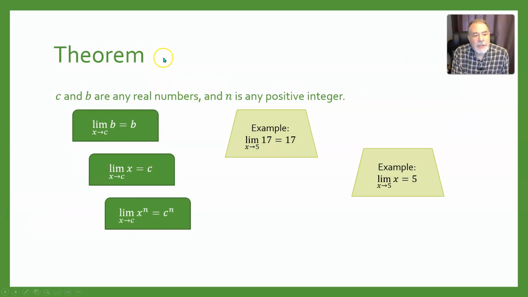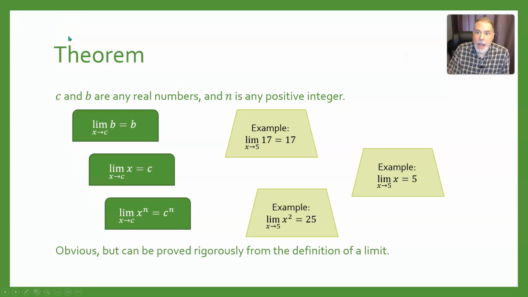And the limit as x approaches c of x to the n power is c to the n power. So, for example, the limit as x approaches 5 of x squared would be 5 squared, 25. Now, these are pretty obvious. They should make sense to you, but they and all the other theorems that I'm going to be showing you in this video can be proved rigorously from the definition of a limit. In this video, we're just going to accept that they can be proved or have been proved and be able to use them.